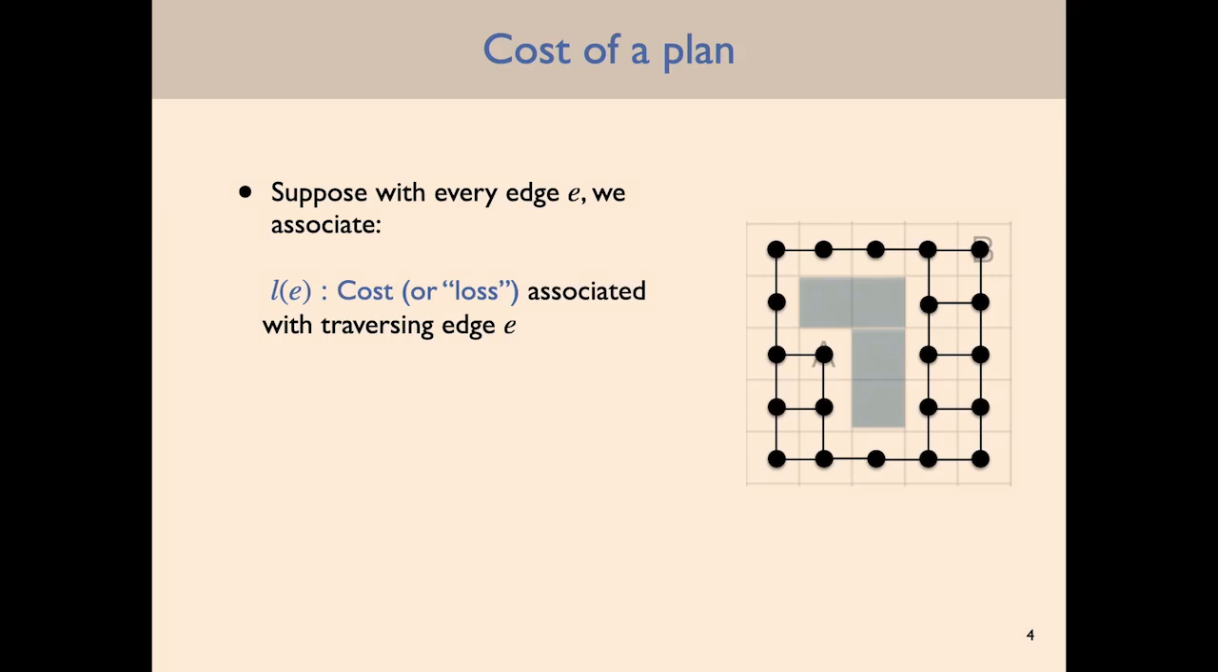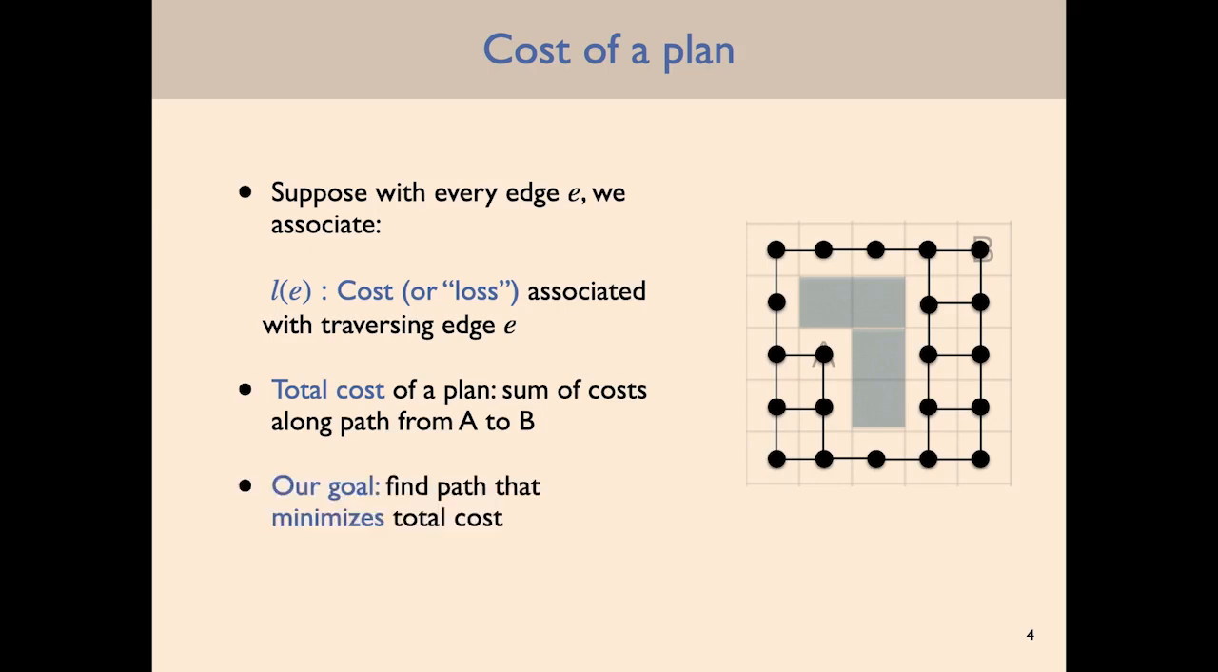We're going to assign each edge a scalar value, which we're going to think of as a cost or a loss. And the total cost of a plan is the summation of all the costs for each edge along the plan. So if we look at one particular path from A to B, that's one particular plan, we can sum up the costs along all the edges, and that's our cost for the path. Our goal is to find some way of getting from the start configuration A to the goal configuration B without colliding with the obstacles that minimizes the total cost.